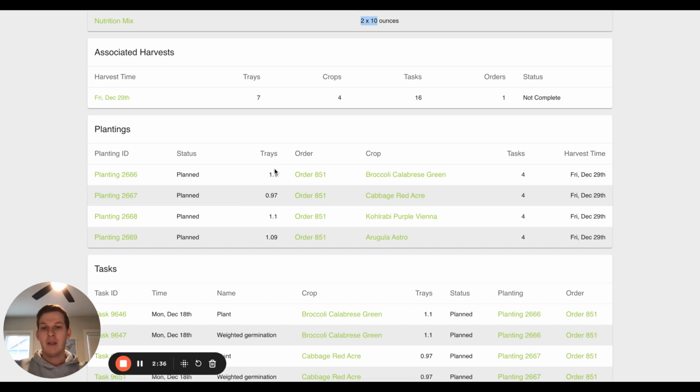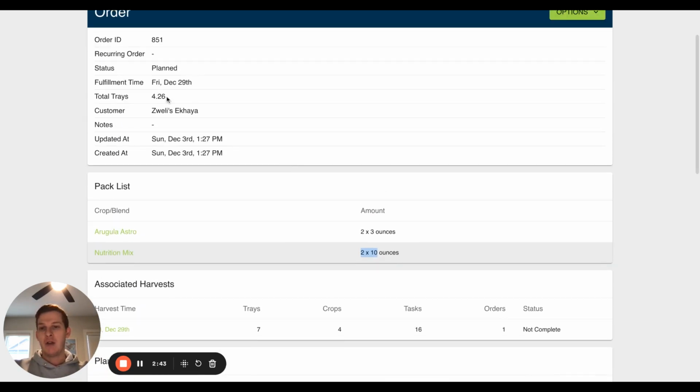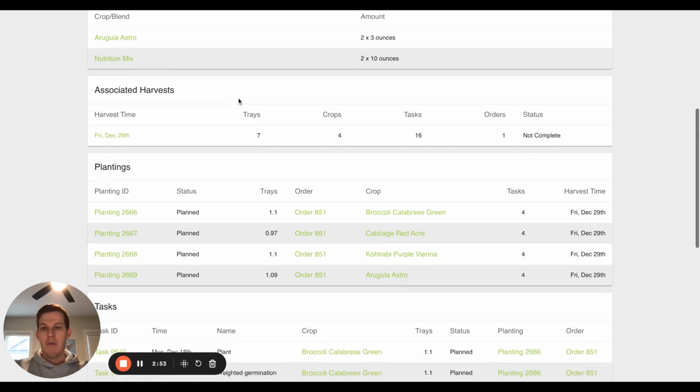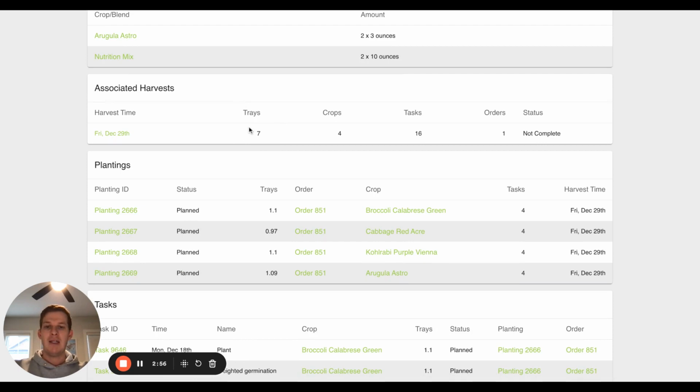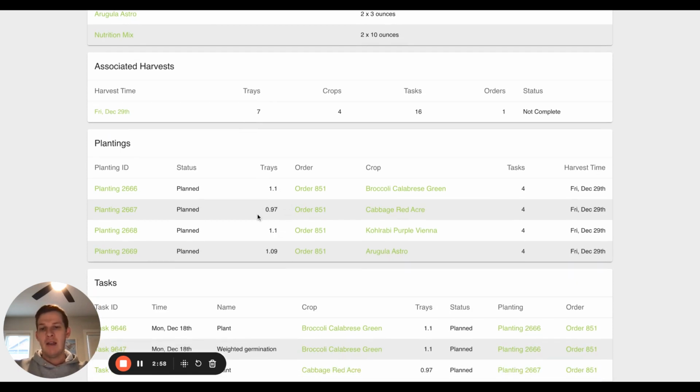Now, these fractional trays will eventually, in the tasks page, get rounded up to the next full tray. So remember what I said, this is a fractional number here. This is the very specific number, just based off that calculation, volume needed divided by average yield per tray, that you'll need to fulfill this order. But we'll see down here that the number of trays you're planting is actually 7, because anything here is going to get rounded up to the next whole number. So the 1.1 will go to 2, 0.97 will go to 1, 1.1 to 2, and 1.09 to 2 as well, which gives us the 7 trays that we need to plant.